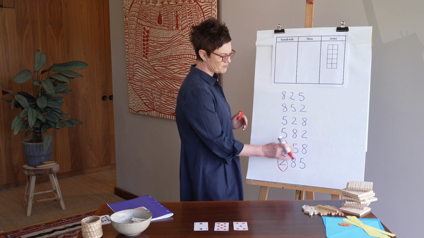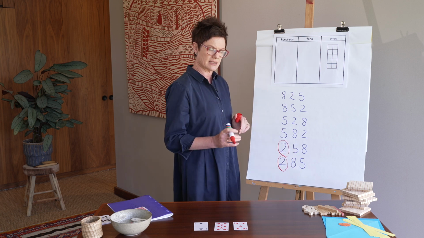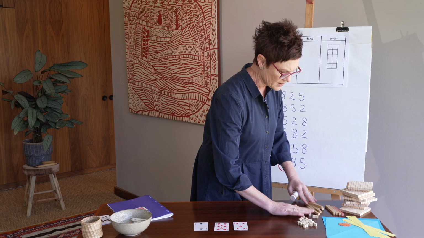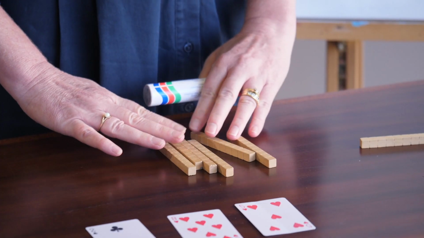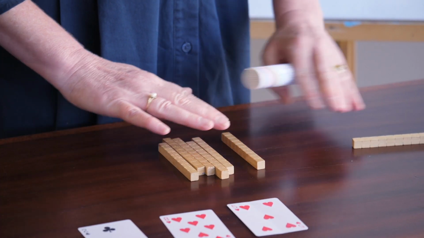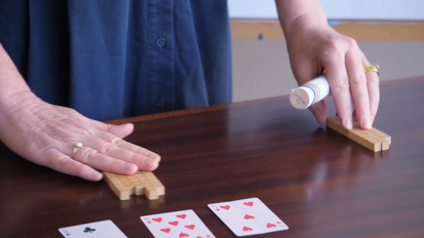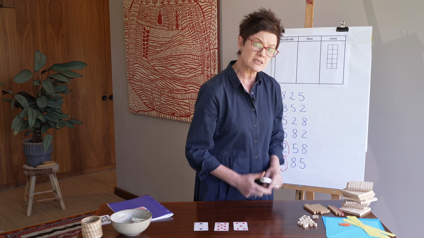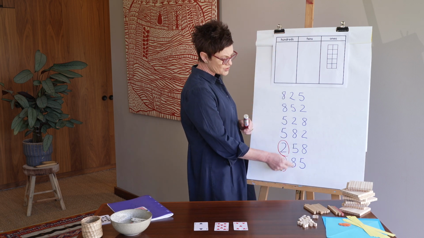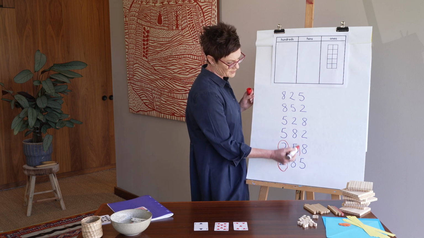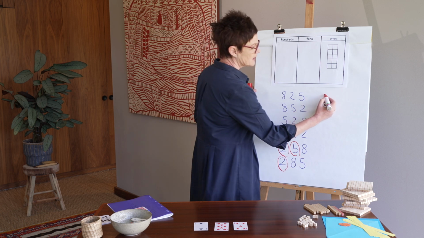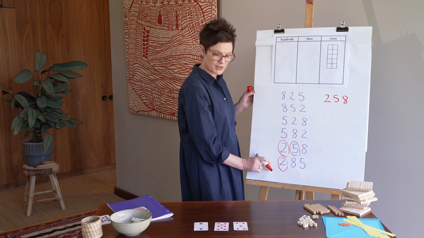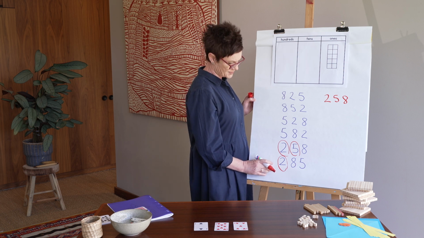Now I need to have a look at my next column, my 10s. So let's think about what 5 10s might look like. That's what they look like, and 5 10s and 8 10s. Well, I can see it's bigger. I can see that 8 10s is bigger than 5 10s. So my smallest number will be here. Let's write that down. It's 258. 258 is my smallest number from all of my combinations.